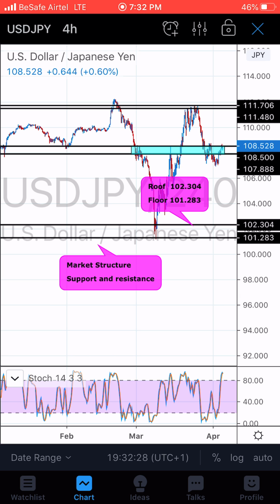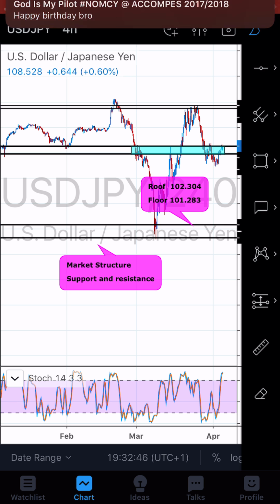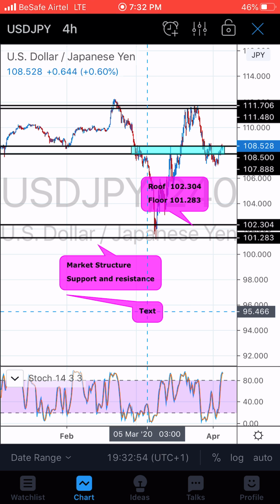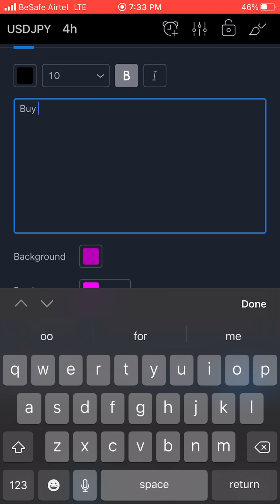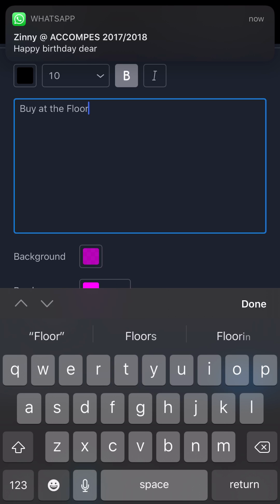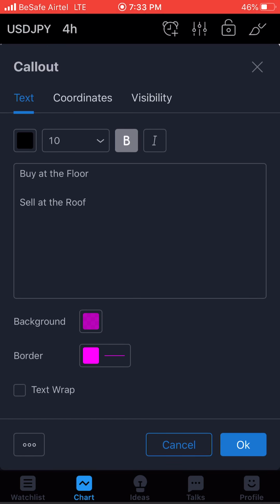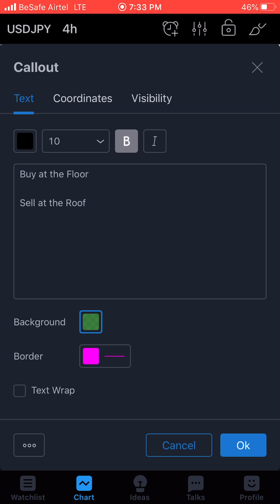Now, in Forex, there are two rules in the game. What you want to do is you sell at the roof, then you buy at the floor. Let me just put that up. Buy at the floor, sorry. Buy at the floor. Sell at the roof. Now let me just change that. So lines changed. So we're good.